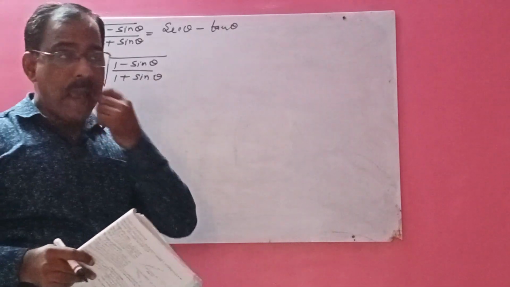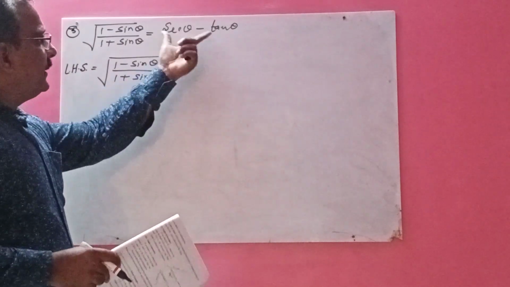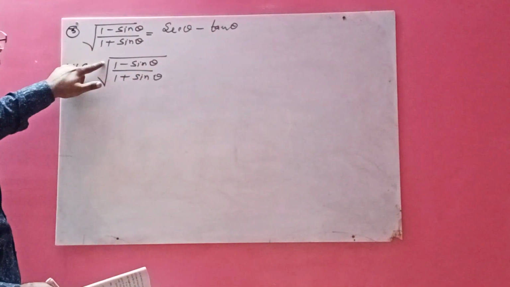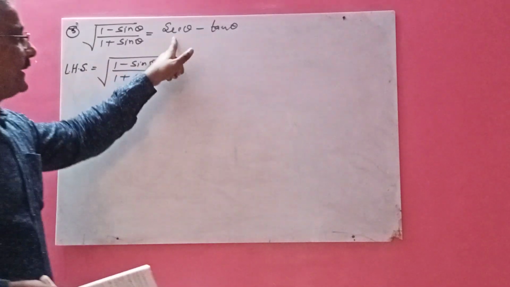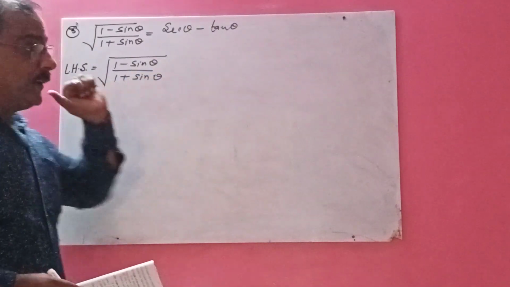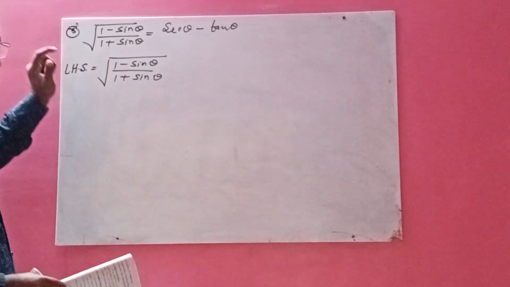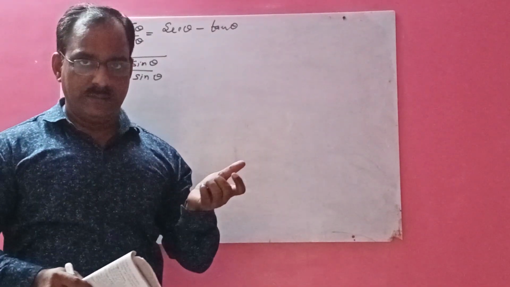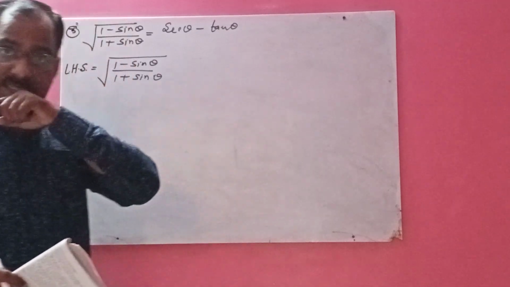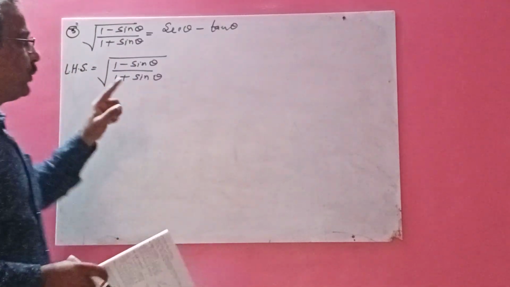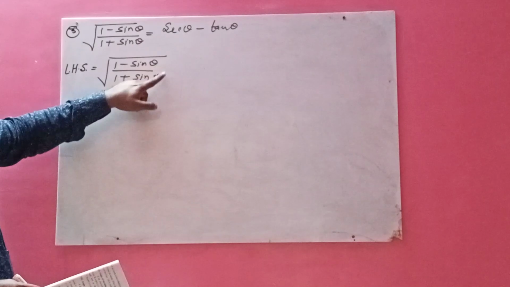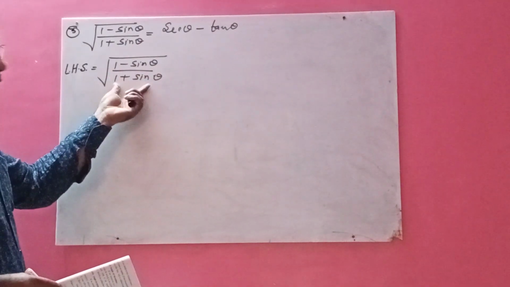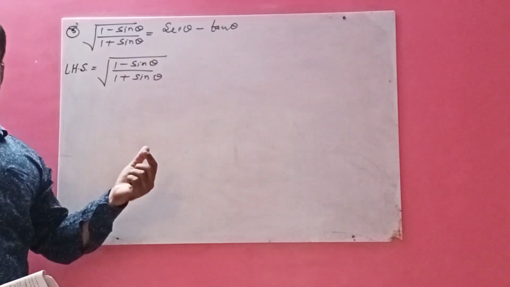Okay? In the right hand side there is no root. Means first thing we have to remove this root. How will you remove this root? By the rationalization method. You have done it in 9th standard. So you should multiply the numerator and denominator by the conjugate of the denominator. Why by the conjugate of the denominator?